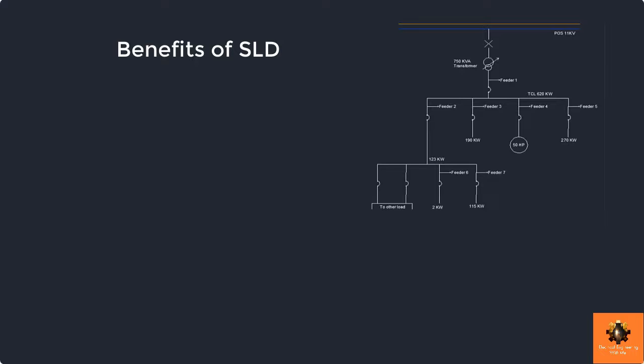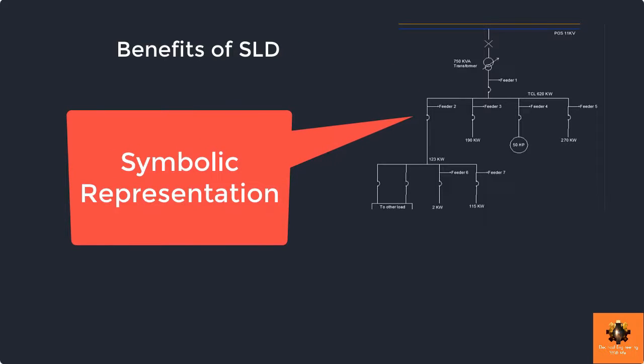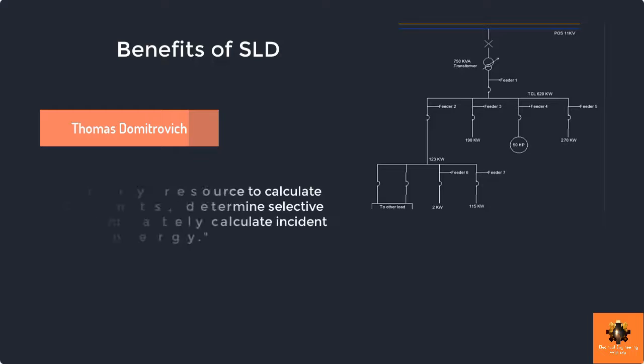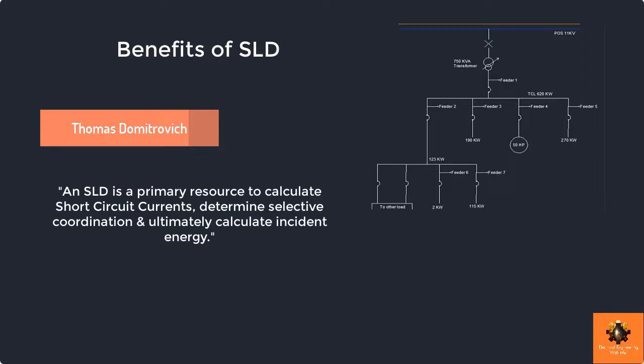As we have discussed earlier, a single line diagram is a symbolic representation of our electrical system in which all the electrical devices, equipments, or you can say all the electrical elements, are shown by their standard schematic symbols instead of their physical shape and size. Clear? And according to Thomas Domitrovich, who is an electrical engineer within Eaton Company, an SLD is a primary resource to calculate short circuit currents, determine selective coordination, and ultimately calculate incident energy.